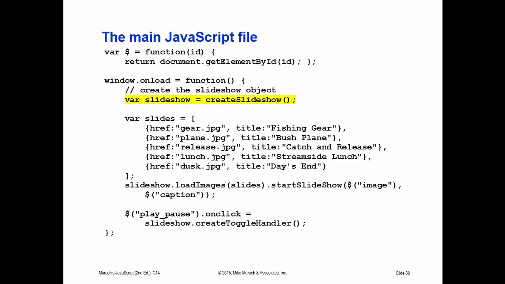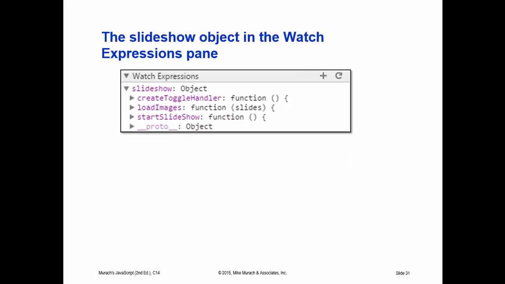The main JavaScript file is shown here and also on page 449 in the book. In this version of the slideshow app, you have to create the slideshow object before you can use it. The reason is that it's a closure returned by an outer function rather than a global object literal as it was in the earlier chapter. But again, the whole idea behind this is you want to protect the variables, and that's what you're doing by using a closure.